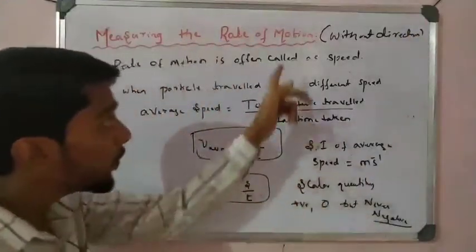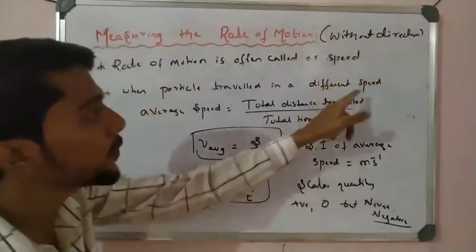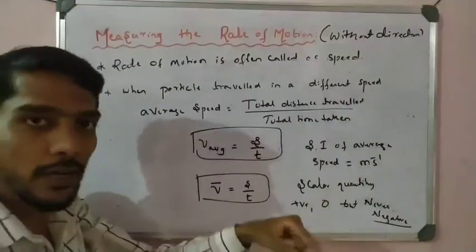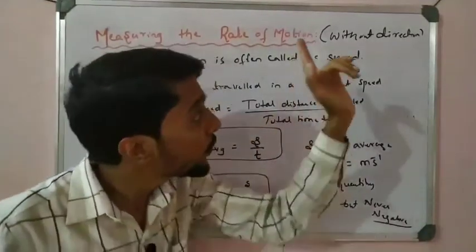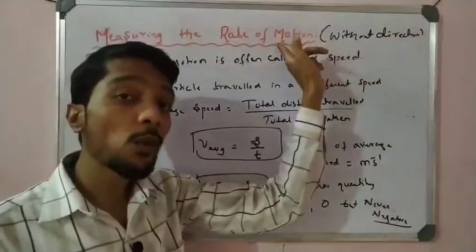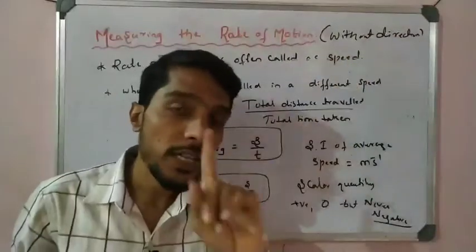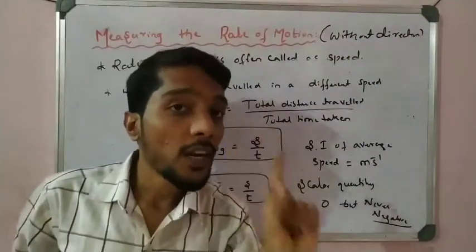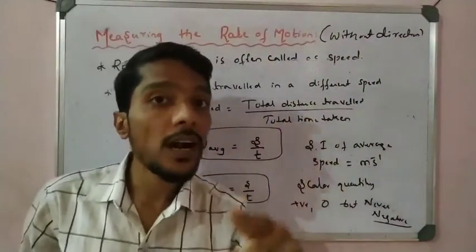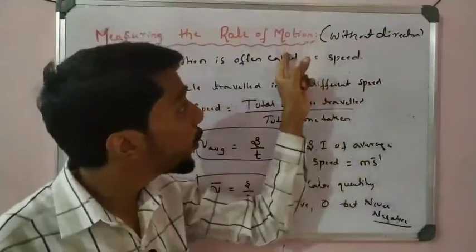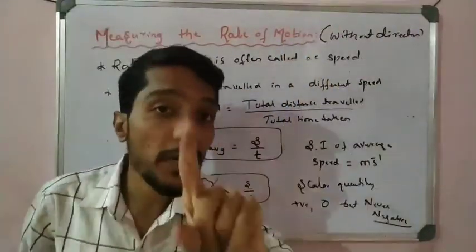So rate of motion without direction is called speed. Because it's a scalar, it has only magnitude, but there is no direction. So the rate of motion without direction means it is speed.